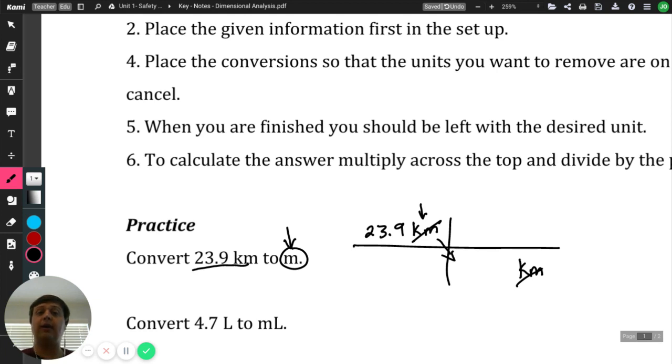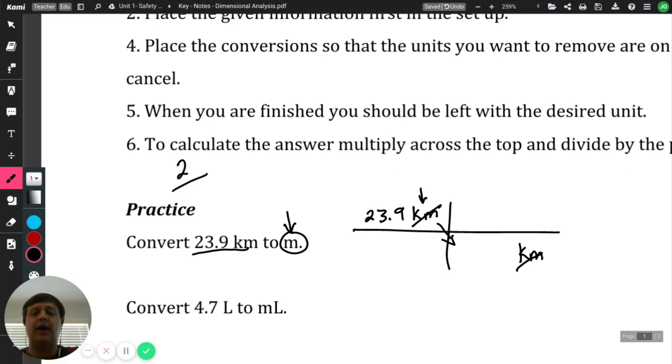We don't want that unit. It's not what we're solving for. So we're canceling it out, right? Just like if I took the number 2 and divided it by itself, they cancel out, right? It just turns into a 1. So that's what we're doing with dimensional analysis. We're actually canceling things out until we end up with what we're looking for.